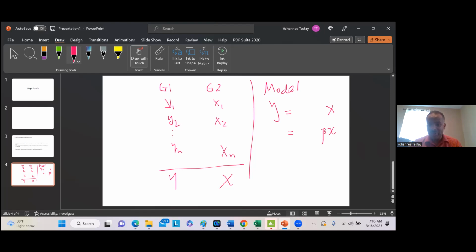X beta is a proportion of x that matches with y. This is a reasonable model, but this is not always correct because there will usually be a bias. Because there is a bias, this equals alpha plus beta x, and you see this model captures the bias.